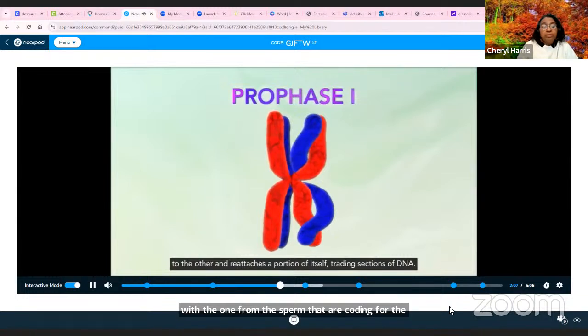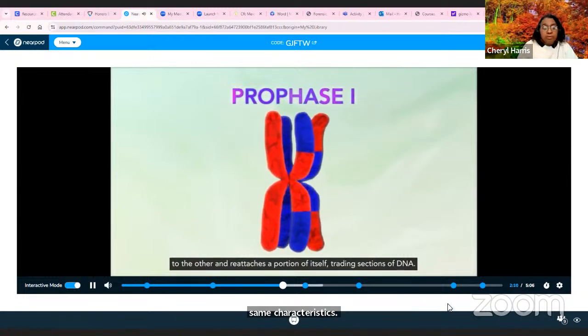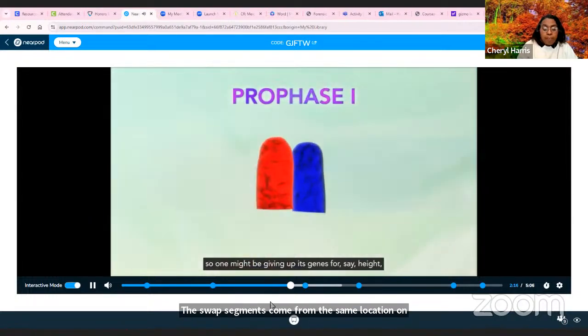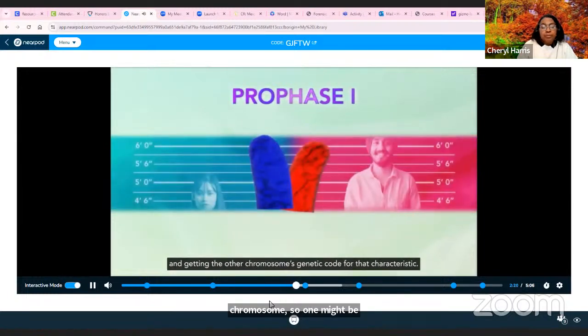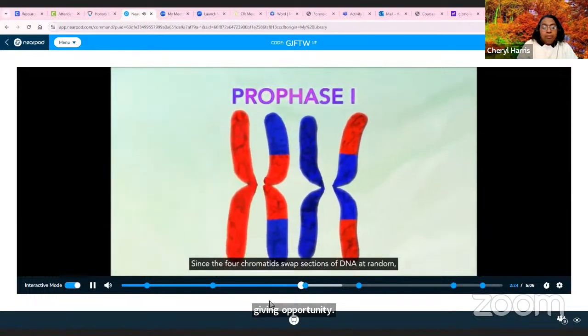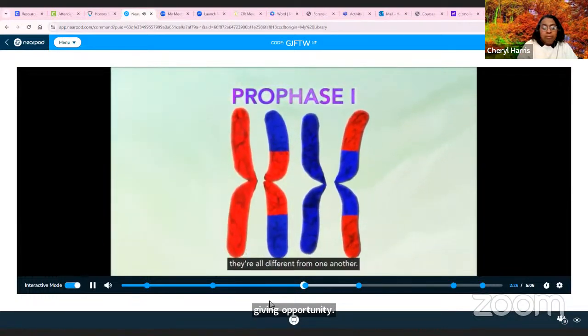The chromatid crosses over to the other and reattaches a portion of itself, trading sections of DNA. The swapped segments come from the same location on each chromosome. So one might be giving up its genes for, say, height, and getting the other chromosome's genetic code for that characteristic. Since the 4 chromatids swap sections of DNA at random, they're all different from one another.